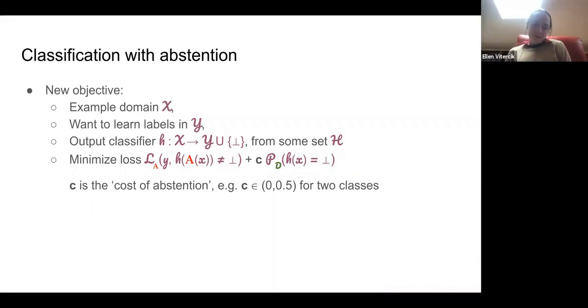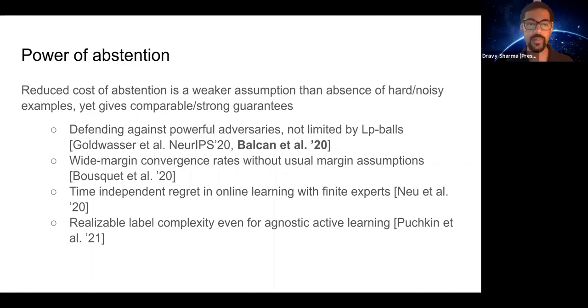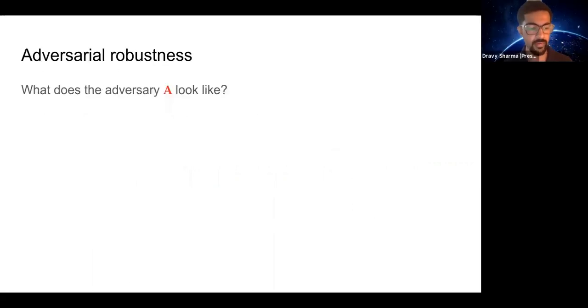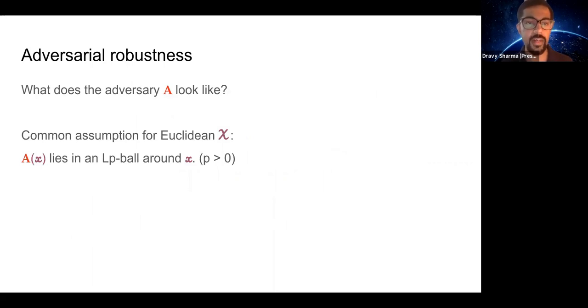Okay, thanks. So back to adversarial robustness. The question that I haven't answered yet is what does the adversary A look like? A very common and popular assumption is to consider a Euclidean space X, and the adversarial perturbation A of X is at some point in the Lp ball around X for p greater than 0. So basically, you can allow small movements of X in any direction, as long as the magnitude is not too large. This is what a lot of people use, but there are some issues with this.